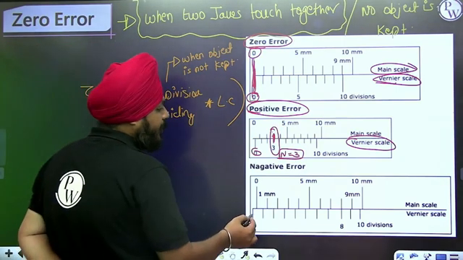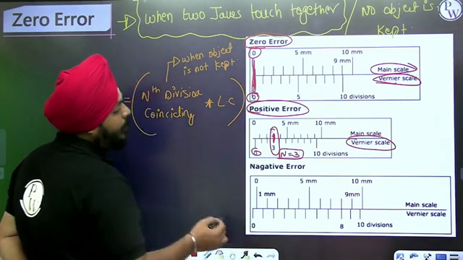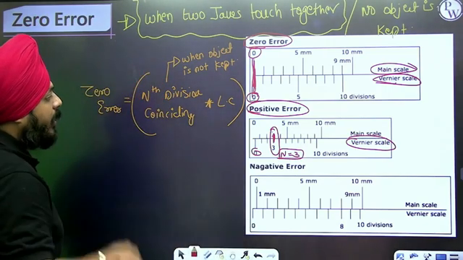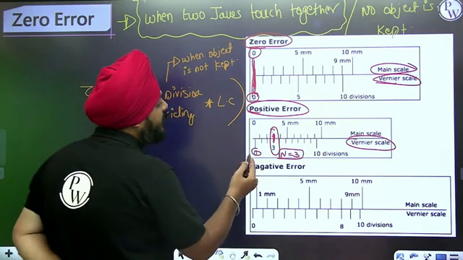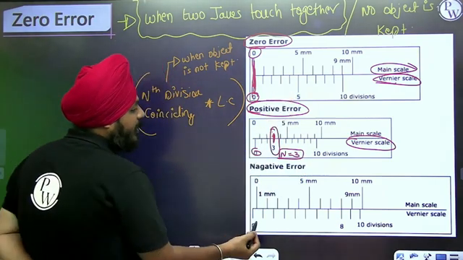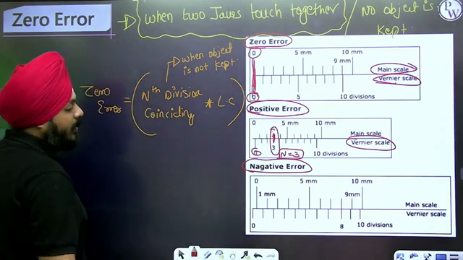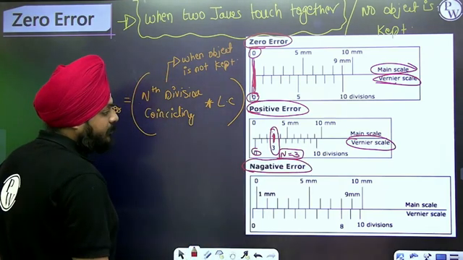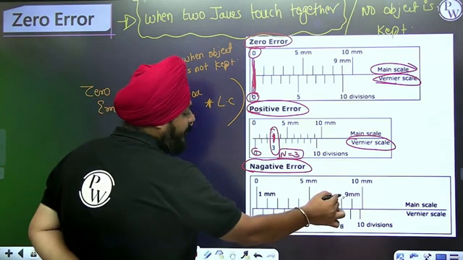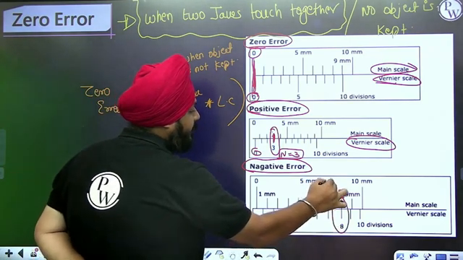Similarly, in this, the zero of the Vernier scale is behind the main scale. Here the zero of the Vernier scale is right ahead of the main scale. Exactly division coinciding is 8.